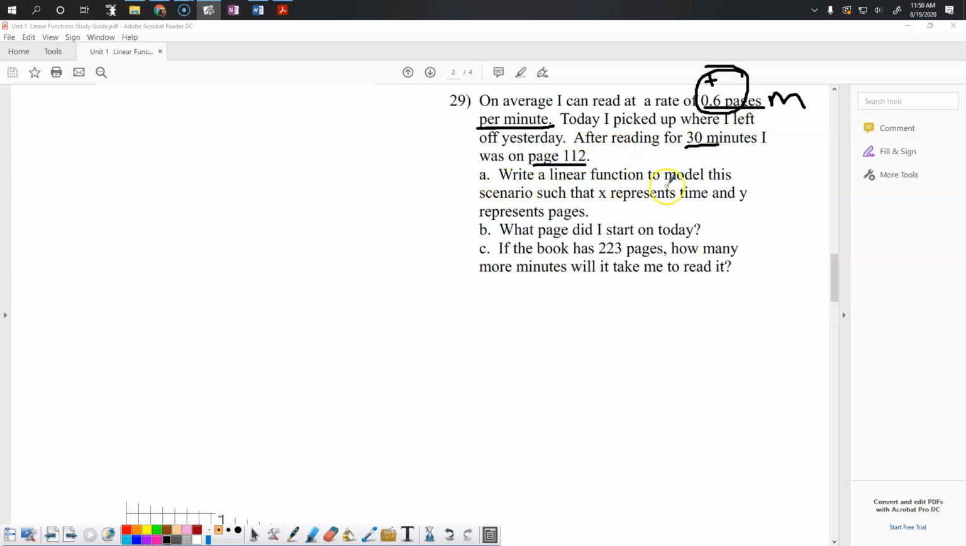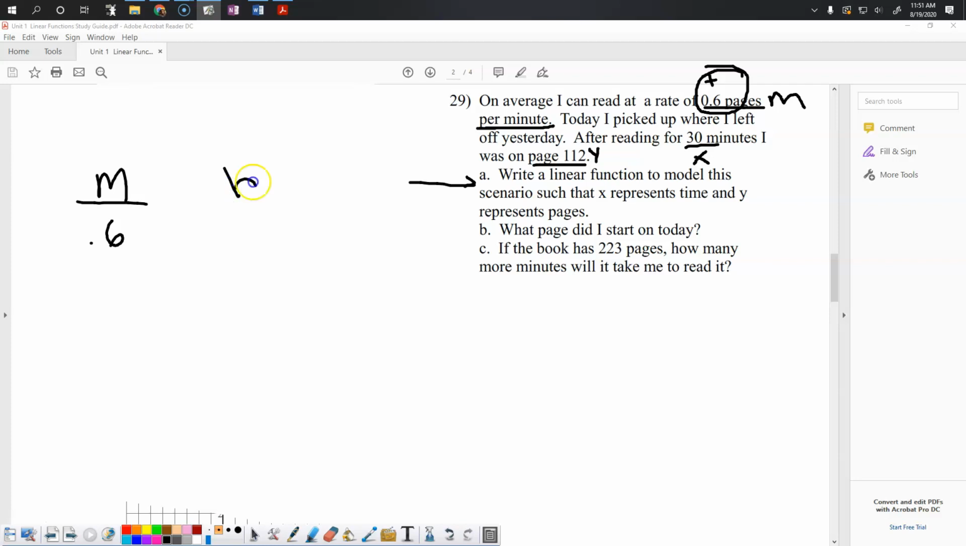Part A says write a linear function to model the scenario such that x represents time, so the 30 minutes here is my x, and y represents pages, so the 112 is my y. So I've got an m, which is 0.6, I've got an x, which is 30, and a y, which is 112, and we want to write an equation. And how do you do that? Well, we've been doing it quite a bit in this study guide. So the first thing you do is you write down your slope, 0.6. In this case, it's a positive 0.6 because the number of pages I'm reading is increasing.